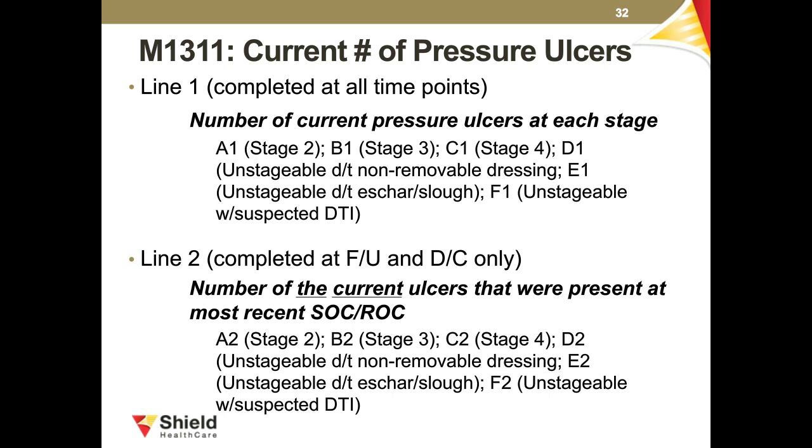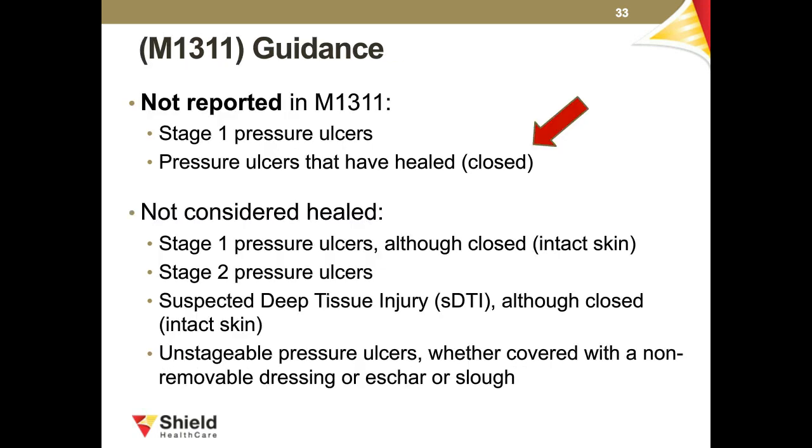And again, we're looking at the same definitions: stage 2, stage 3, and stage 4 ulcers, and those 3 types of unstageable ulcers. So as we look at M1311, we have some guidance, and the guidance is important. It's telling us that we do not report in this item stage 1 pressure ulcers because they're not considered reportable under OASIS. Pressure ulcers that have healed, that are totally closed and healed, have re-epithelialized.